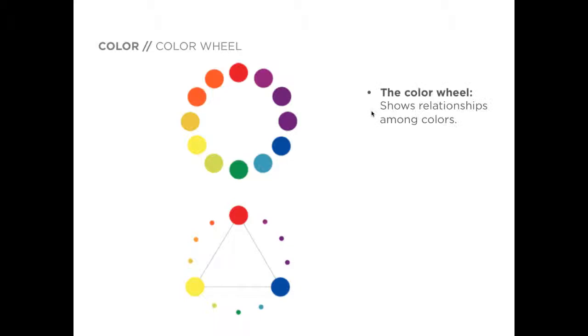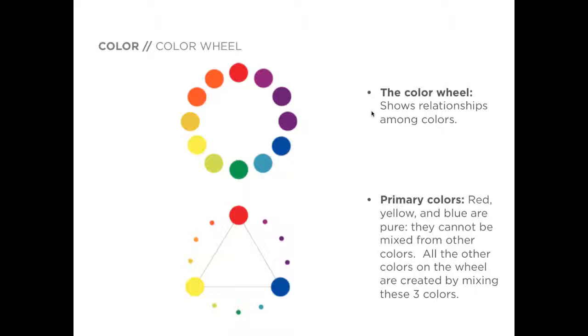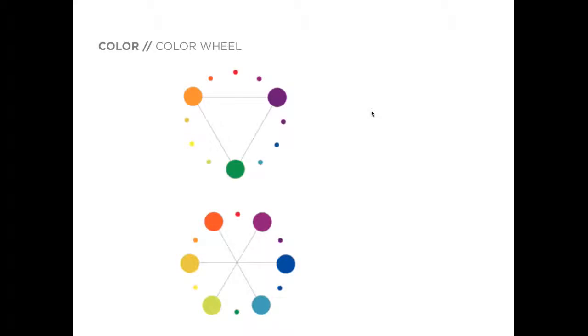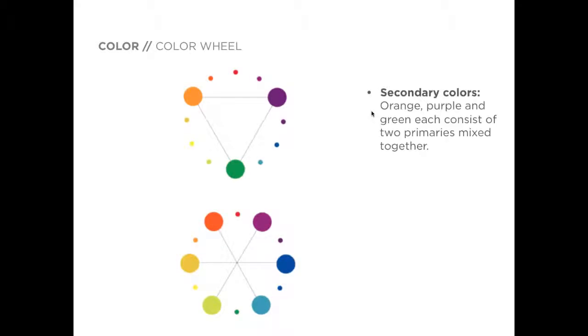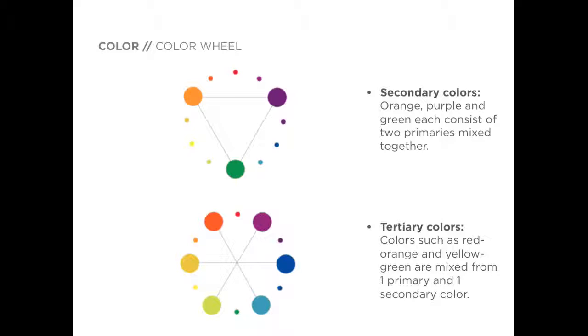The color wheel. The color wheel shows relationships among colors. Primary colors are the red, yellow, and blue, and they are pure colors, which means they cannot be mixed from other colors. All the colors on the wheel are created by mixing these three colors. Secondary colors are orange, purple, and green, and each consists of two primaries mixed together. Tertiary colors are colors such as red-orange and yellow-green that are mixed from one primary and one secondary color.